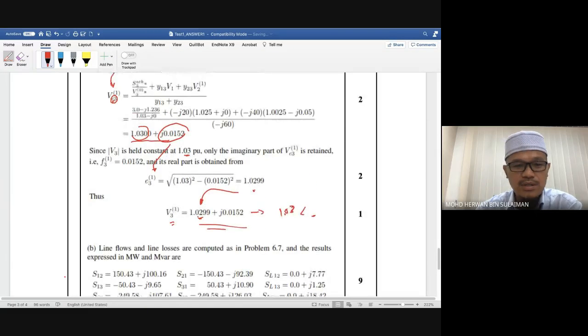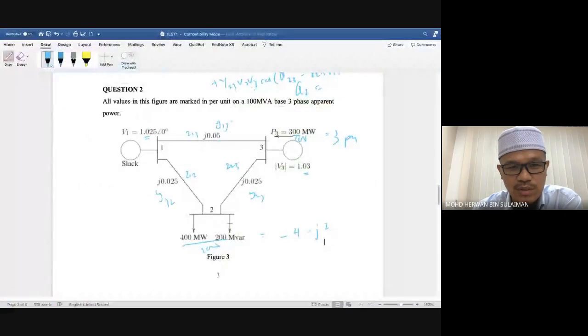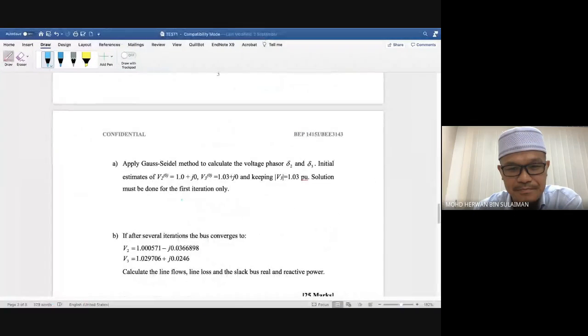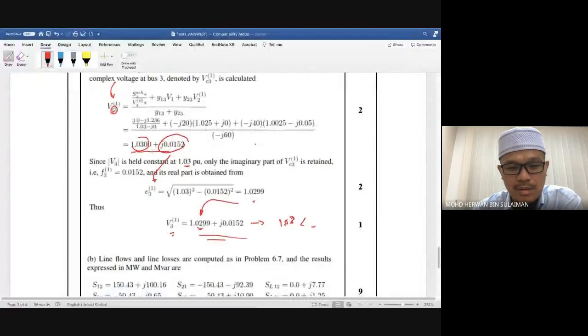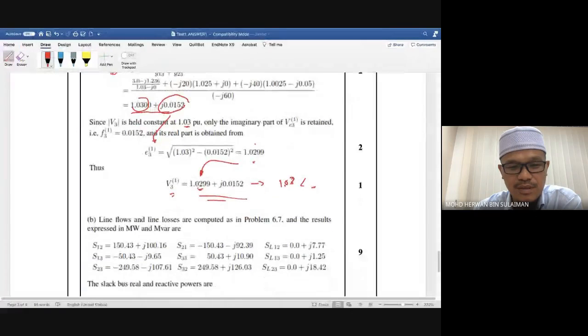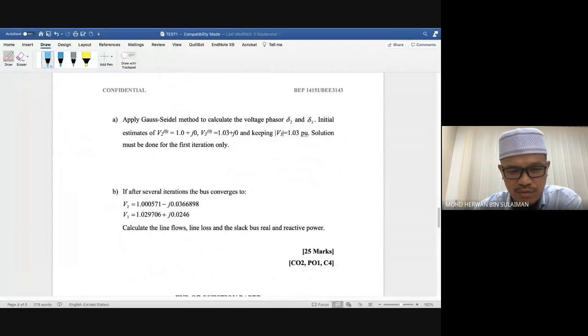Okay, so that is for the first iteration only. The question asks for the first iteration only. And then if given the value, this one is the convergent value. I don't know how many iterations, I think 4 to 5 iterations.